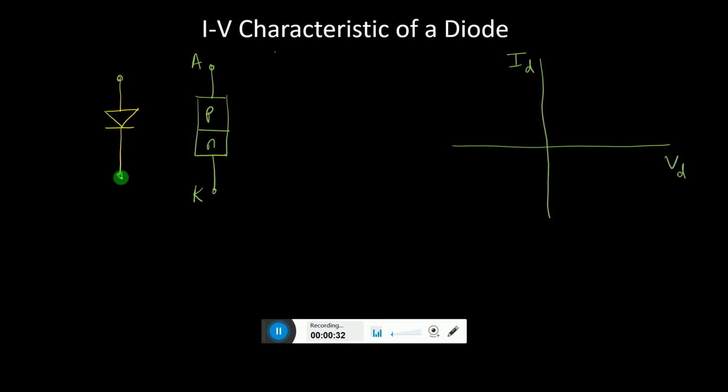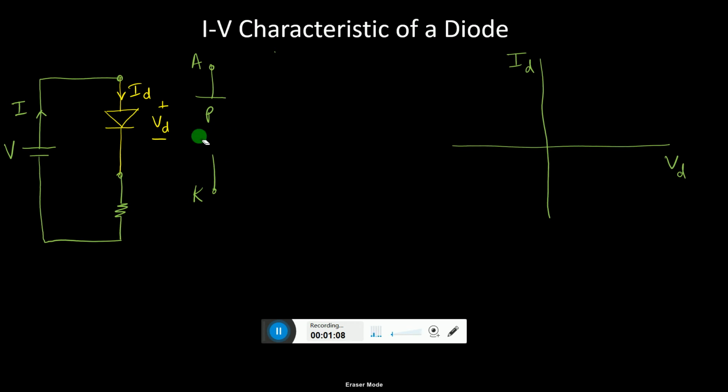Now, to complete this circuit, I will connect, let us say, a resistor, and I will give a voltage over here. This voltage was named as capital V, and the direction of the current will be named as I. And the current through the diode will be named as ID, and the voltage across the diode will be named as VD. So let us rub this out.